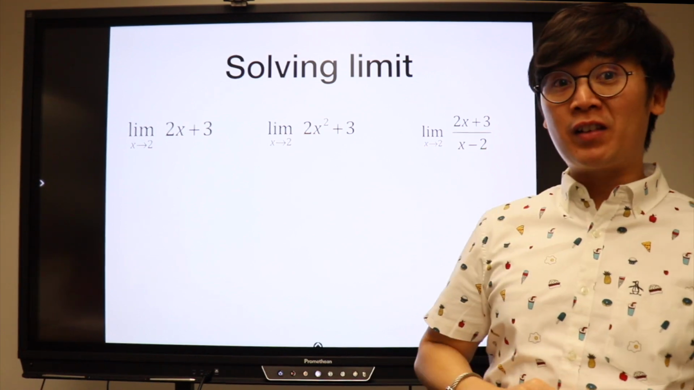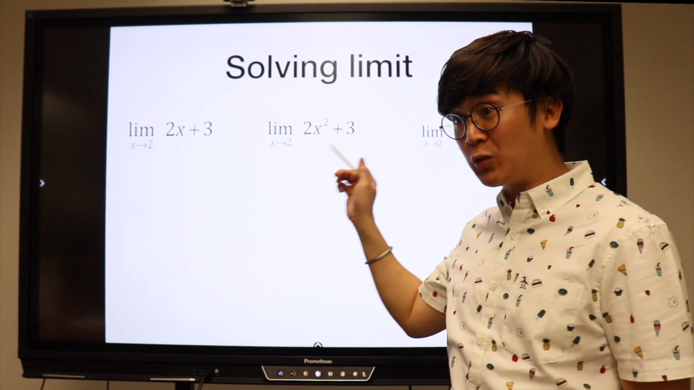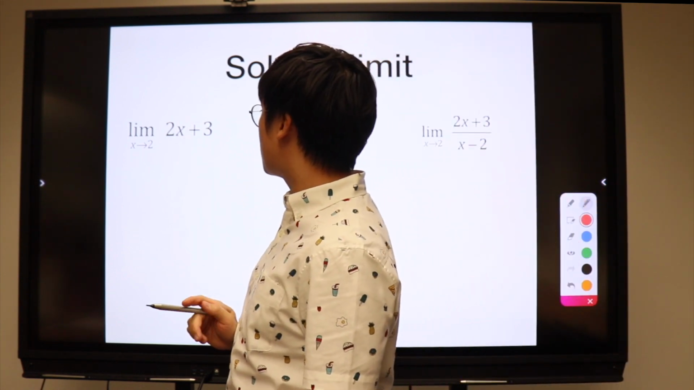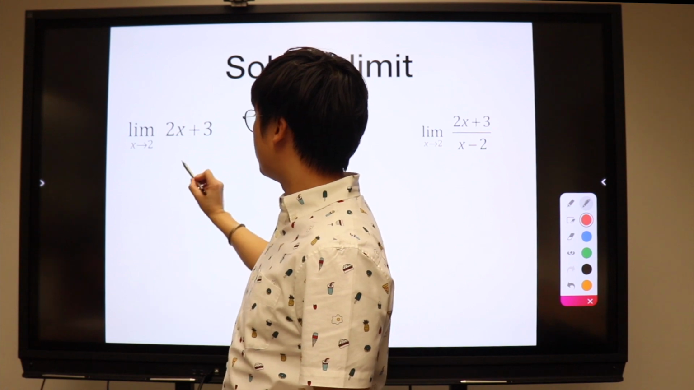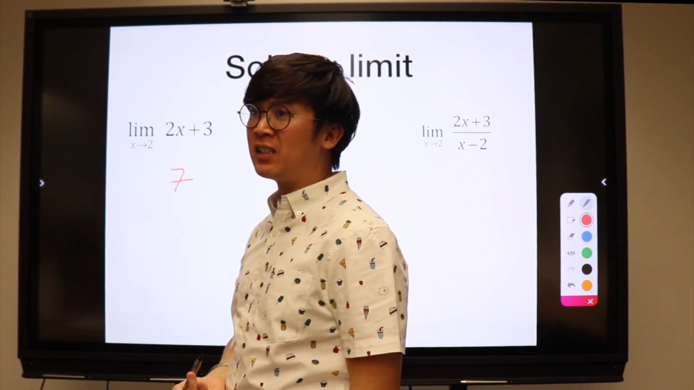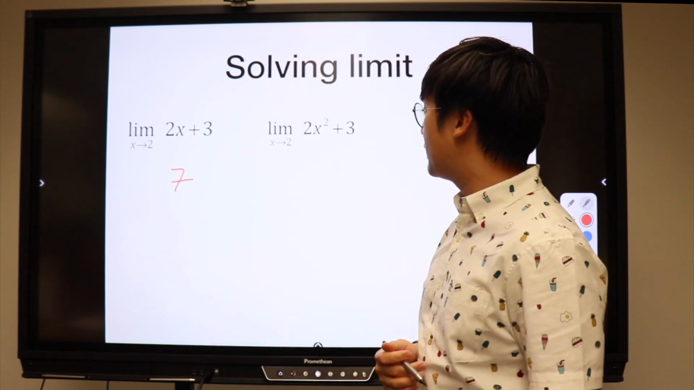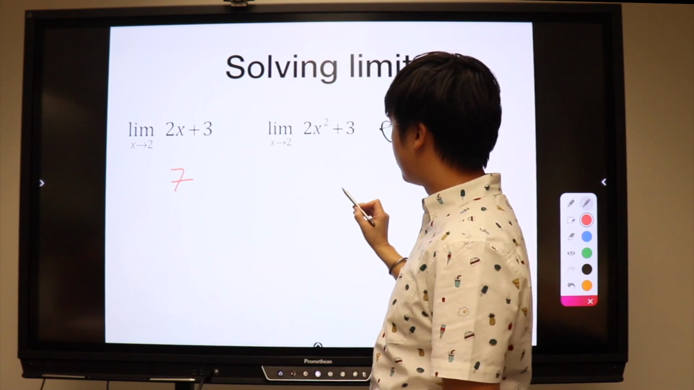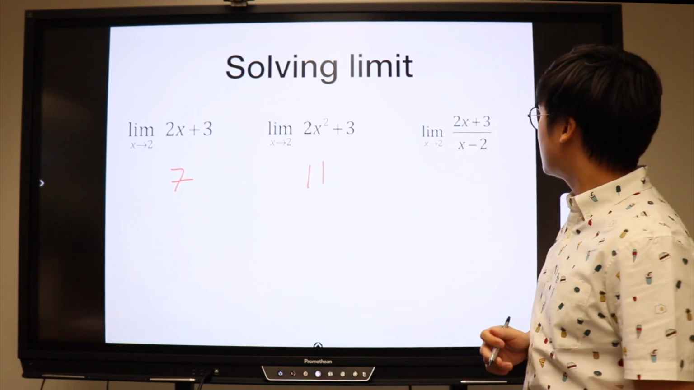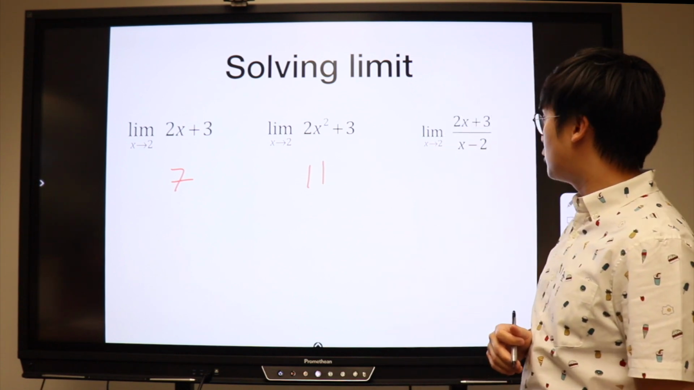Were you able to solve the limit for 1, 2, and 3? Okay, what about number 1? What is the limit of the function 2x plus 3 as x approaches 2? 7. So by substitution, you know it exists and it's equal to 7. What about 2x squared plus 3 as x approaches 2? 11. And what about this rational function, 2x plus 3 all over x minus 2, as x approaches 2?